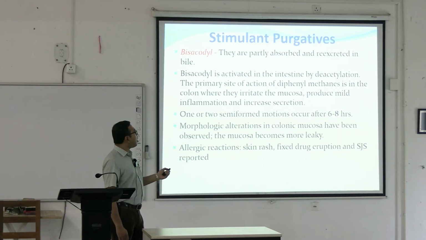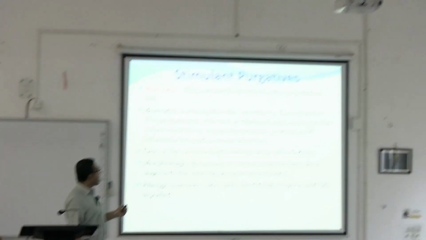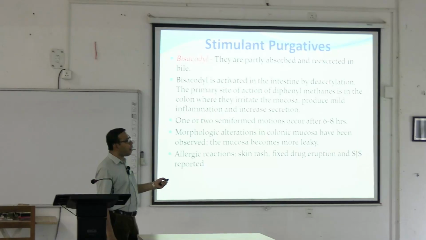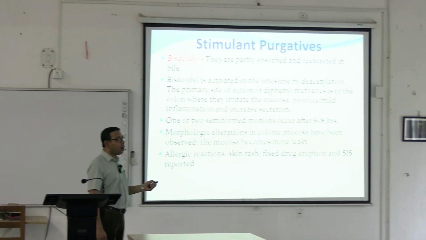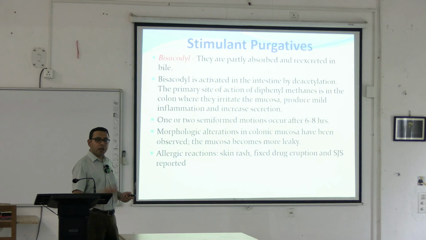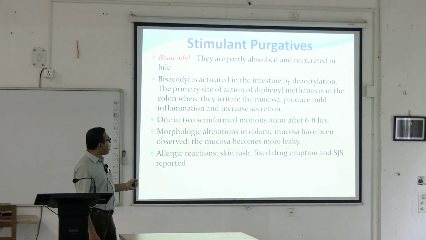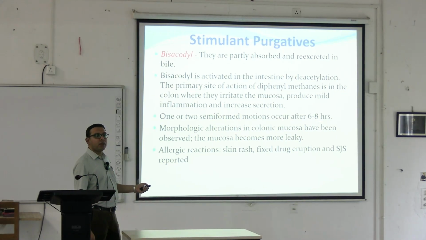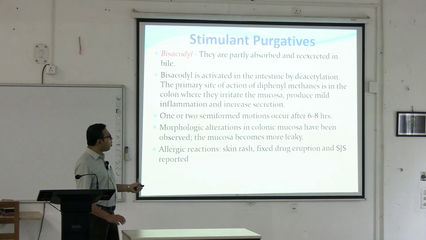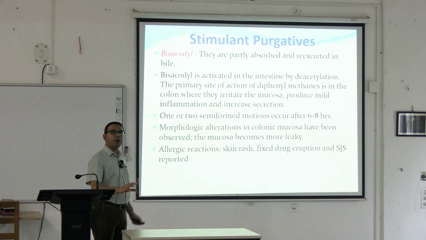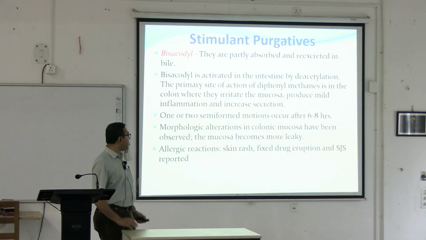Bisacodyl is partly absorbed and resecreted in bile. Bisacodyl is activated in the intestine by deacetylation. The primary site of action of these diphenyl methanes is in the colon. Bisacodyl is a stimulant purgative. 1 or 2 semi-formed motions occur after 6 to 8 hours. Okay. So morphologic alterations in colonic mucosa have been observed. That's why it should not be used for a long period of time.